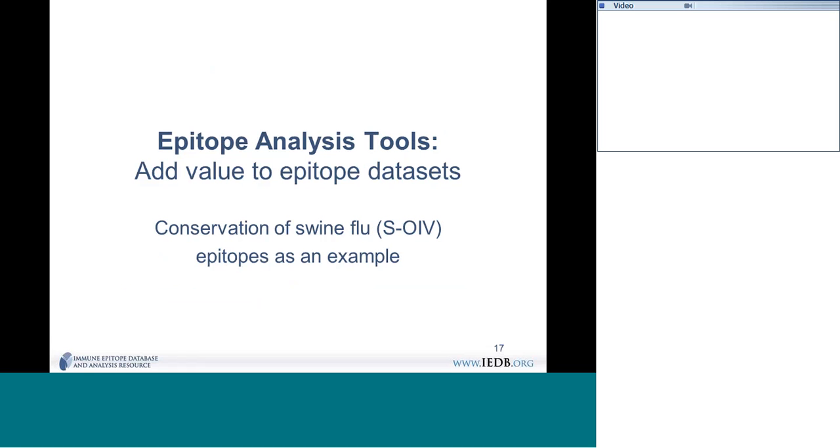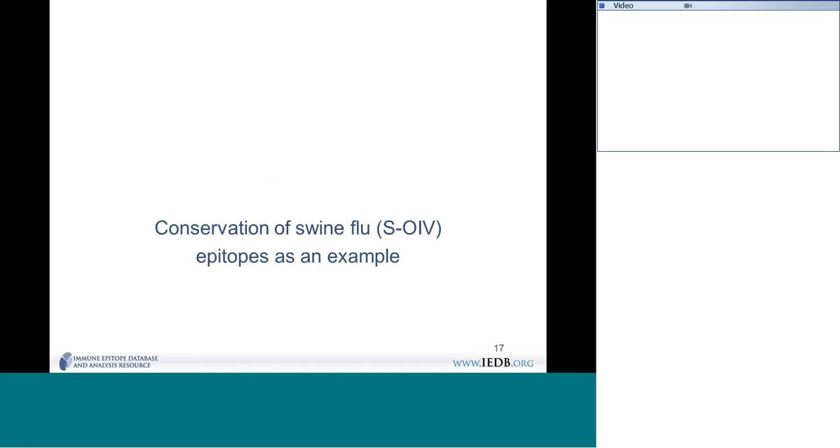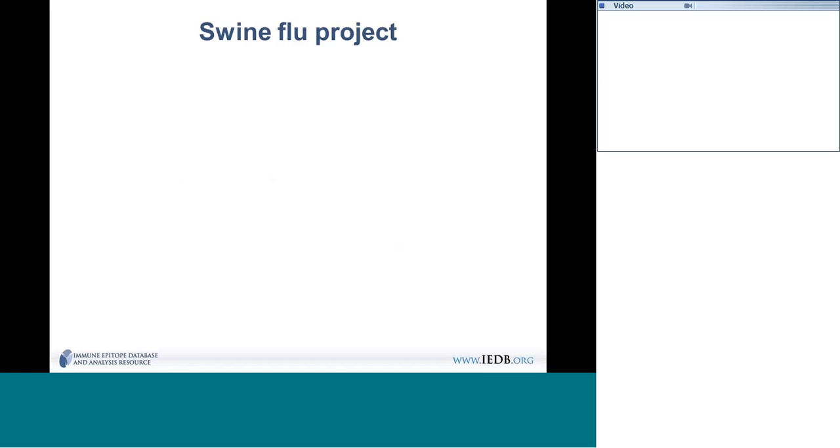So for the analysis tools, again, those are the tools that can be used to add value to epitope datasets that either you can get by querying the IEDB or that might be in your own lab. I'll give an example of conservation of swine flu, of how we actually applied these kinds of tools in a real case scenario. As you know, in spring 2009, there was this spread of swine flu coming from Mexico, and at the time there were lots of people dying, and there were expectations of really, really high mortality rates. And the sequences became available in 2009.